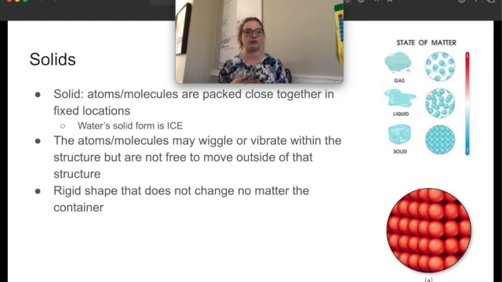So I'm going to talk about the solid, liquid, and gas forms of our bestie water. Water's solid form is ice, okay? So within this rigid structure, those molecules are going to be wiggling and vibrating around, but they are held in a fixed position. Even if they're wiggling or vibrating, they are not free to move outside of this structure they have been placed in if they are remaining a solid. So it's a rigid shape that does not change no matter the container.